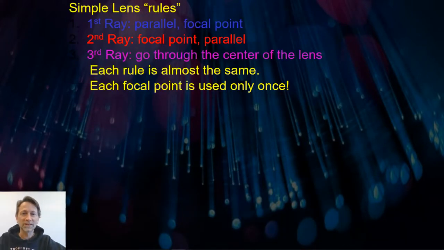When we're drawing these rays, you'll notice that the ray rules are very much the same. The first ray is going to be parallel, and then it's going to go through a focal point. The second ray is going to go through a focal point, and then it's going to go parallel. And the third ray, instead of going through the center of curvature, is going to go through the center of the lens. Okay, so: parallel, focal; focal, parallel; center of the lens.